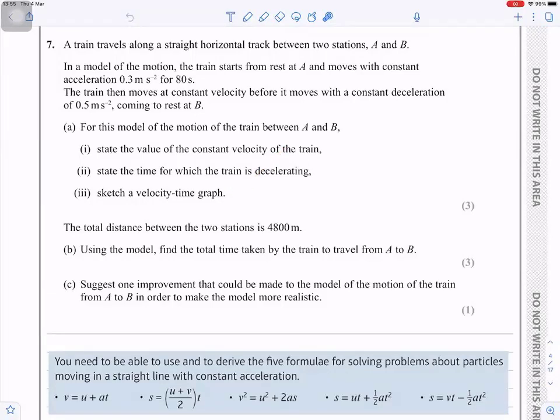So we're going to be using these SUVAT equations at the bottom. So it's good to note them down.